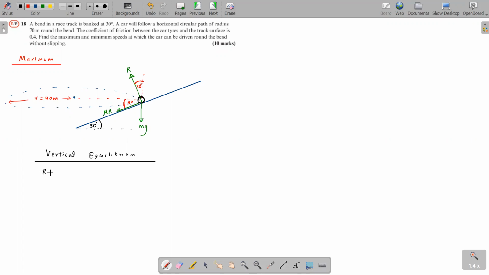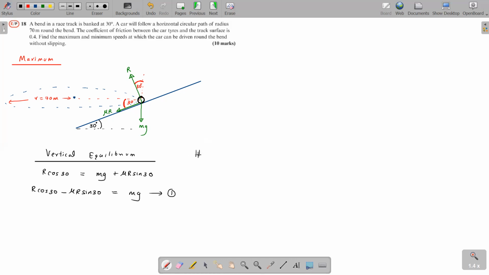So we have R cos 30 acting upwards. Mg is acting downwards. And you can see mu R cos 30 is horizontal, and mu R sin 30 is acting downwards. R cos 30 is acting upwards, mu R sin 30 is acting downwards. Let me take them to one side. R cos 30 minus mu R sin 30 equals mg. This can be our first equation, considering vertical equilibrium.